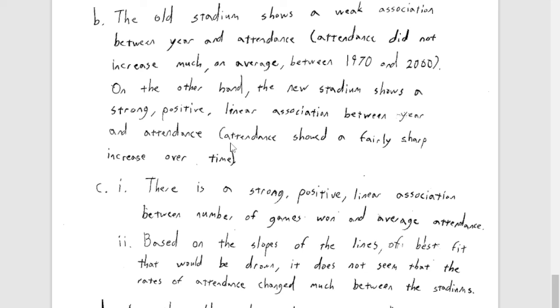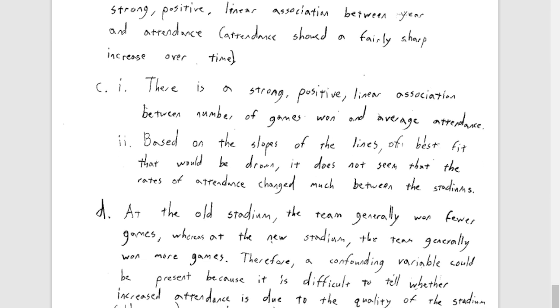And then finally, part D, 3 variables: number of games won, year, and stadium. Based on these graphs, explain how one of those variables could be a confounding variable between average attendance and the other variables. Remember, a confounding variable means we don't know which one is the causing factor of the other. So what is causing attendance to increase? We could have some of them be confused with the other. And let's look at that.